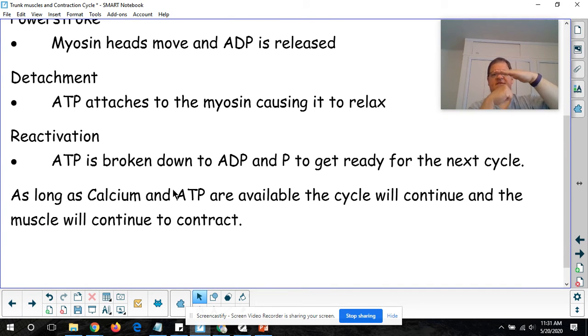Okay. Reactivation breaks down the new ATP to get ready for the next cycle. Crossbridge, power stroke, detachment, reactivation, and again and again. As long as you've got enough calcium and enough ATP available, the cycle is going to continue. The muscle is going to continue to contract until either it runs out of supplies or the message stops from the nerve, says, okay, that's enough.